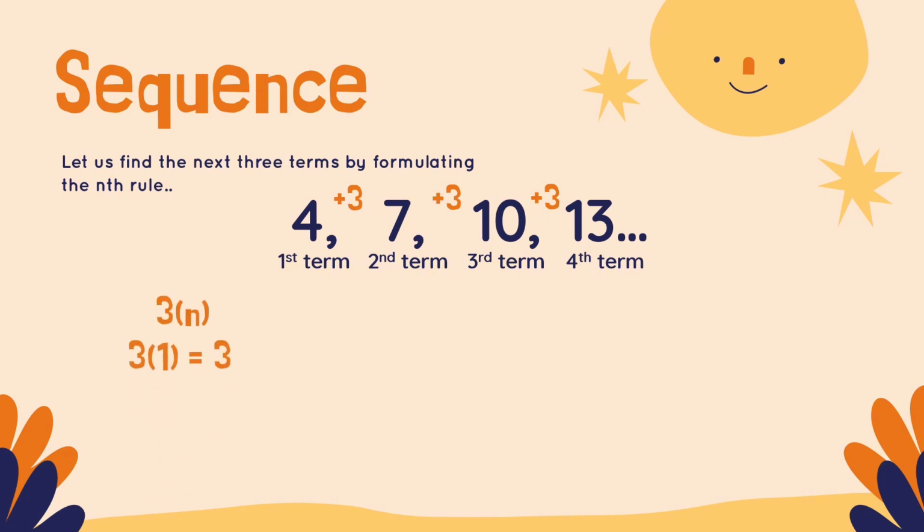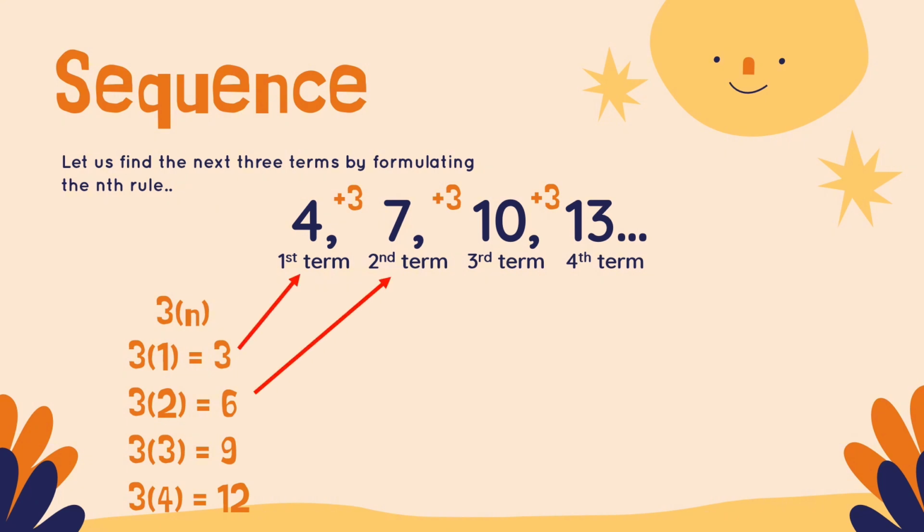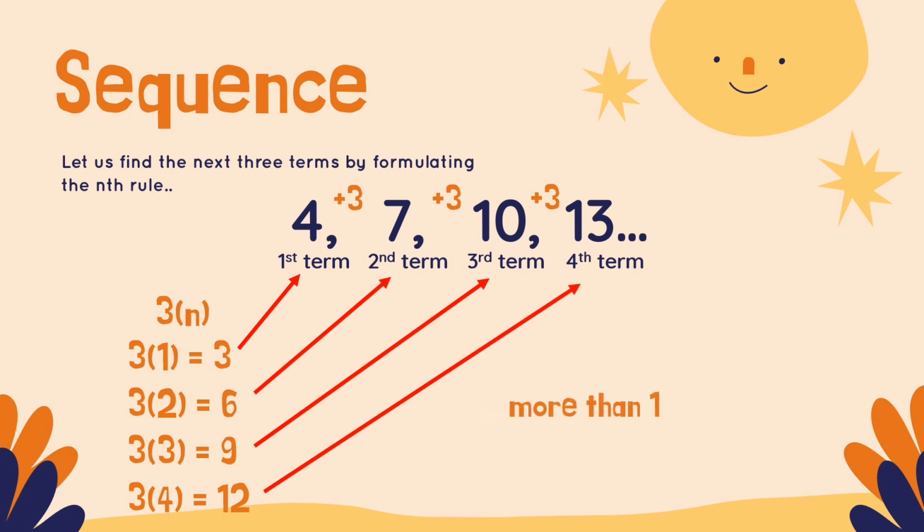3 times 1, that is 3. 3 times 2, that is 6. 3 times 3, that is 9. And 3 times 4, that is 12. Again, it's not the same as our terms. 3 becomes 4. 6 becomes 7. 9 becomes 10. 12 becomes 13. Can you see a common difference? All of them are more than by 1.